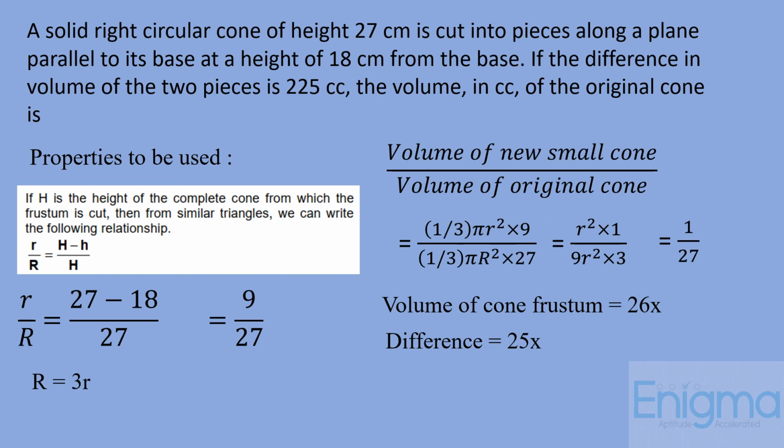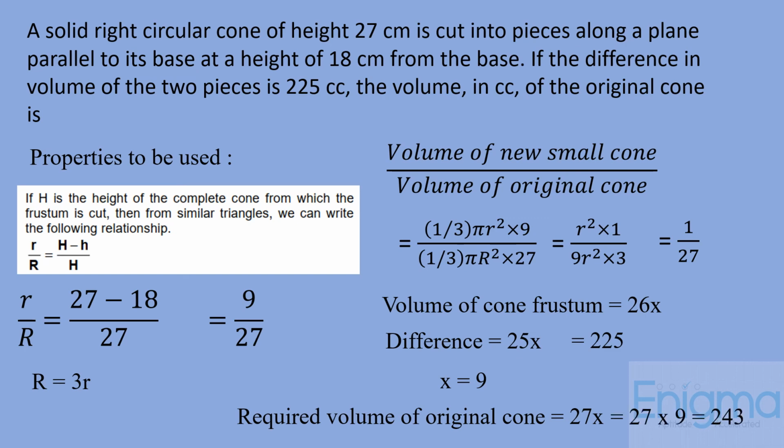But it is given to us as 225 cc. From this we can get the value of x, which comes out to be 9. Now the volume of original cone we have assumed as 27x. Substituting the value of x, we get it as 27 into 9, that is 243.